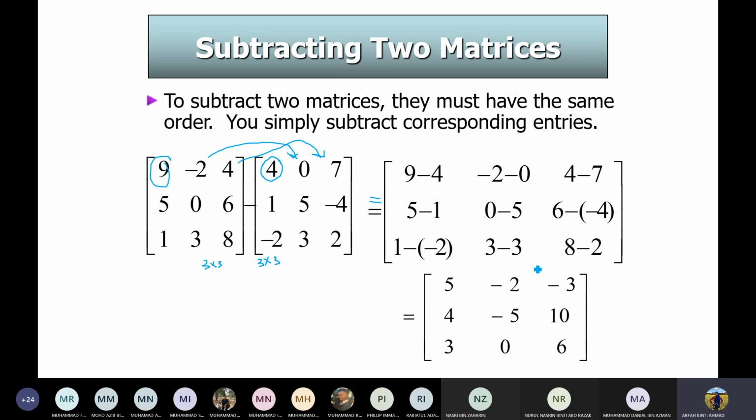Okay, so it's very simple. This is just like how you do the addition and subtraction for scalar numbers.